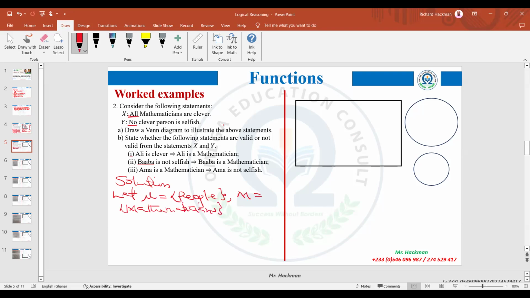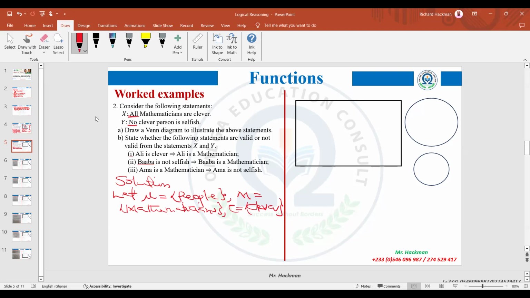Okay, then what else do we have? Okay, C for clever. So let's see. We are done with our first statement, bringing out the set. Let's look at the second statement, the why: no clever person is selfish.